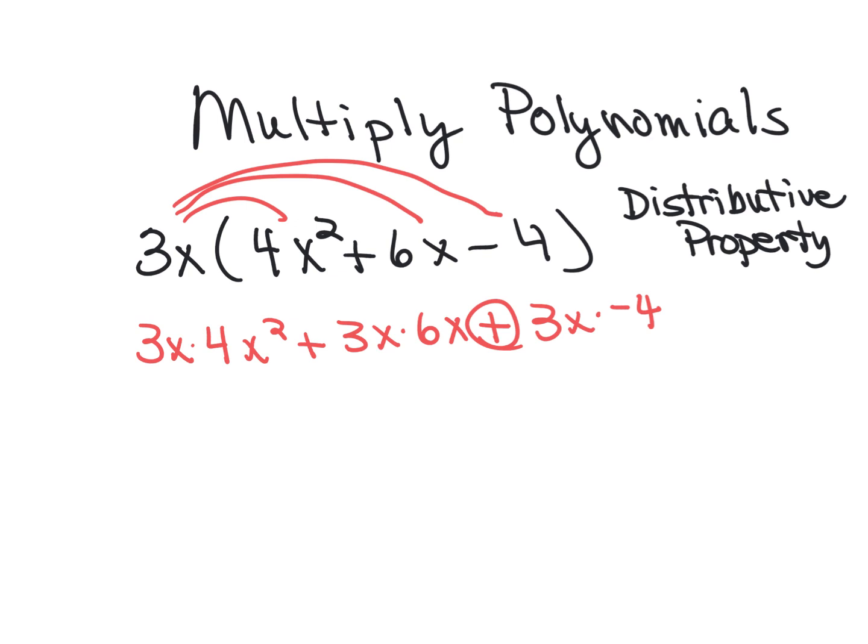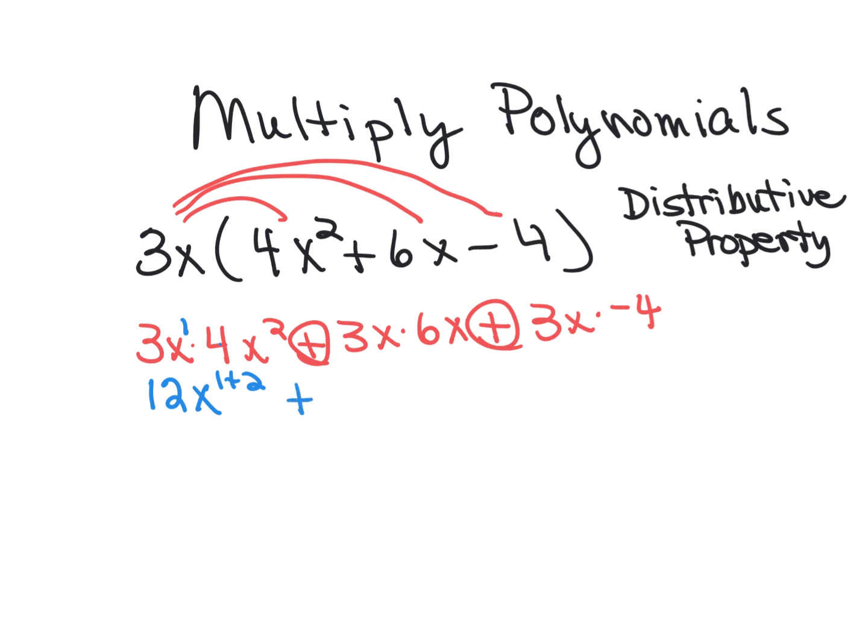When I write this out as distributive, I'm using pluses between each of those products. To simplify in the next step, this is x to the 1st power. I'm going to multiply 3 times 4, which is 12. My x's are beside each other. I have x to the 1st and x squared, which means that I'm going to add those exponents.